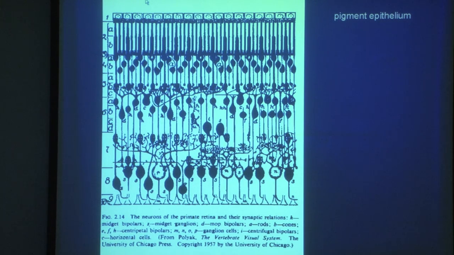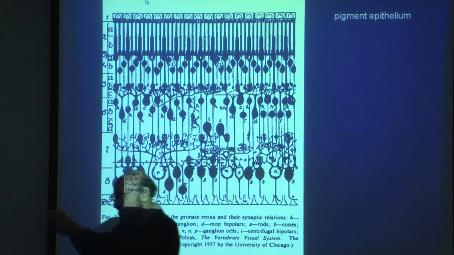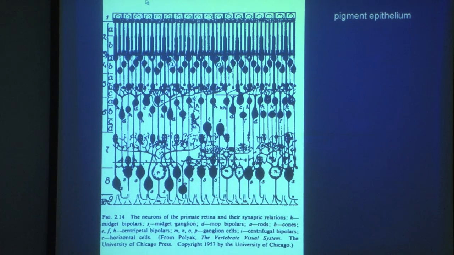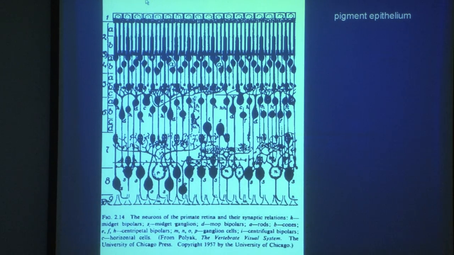Okay? Because the light that comes into the eye doesn't reflect back out. Now, there's a good reason for that, because if it were to reflect back out, it would scatter, and it would activate many more photoreceptors than it should. And because of that, you get blurred vision. Now, how do we know this?